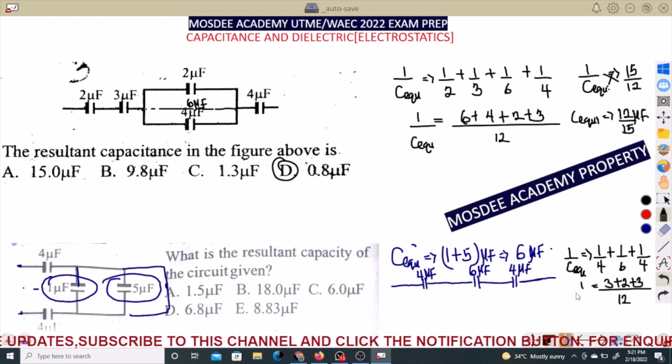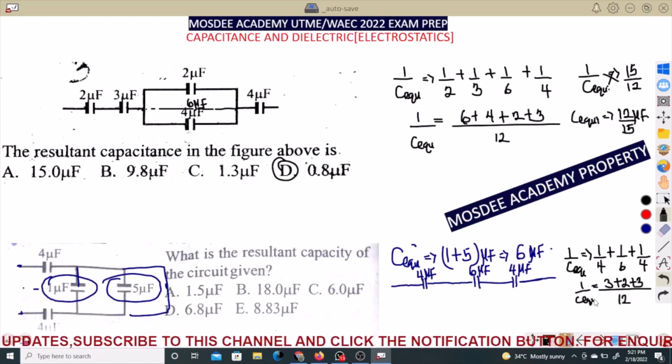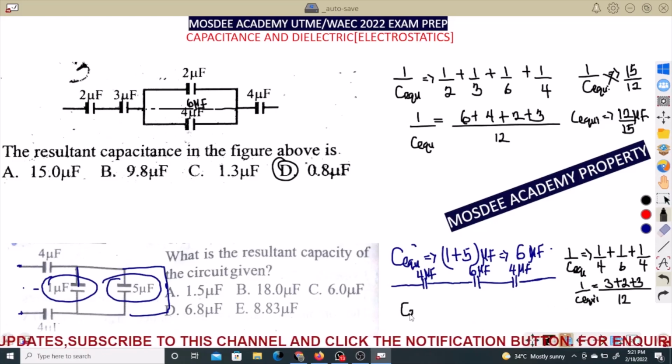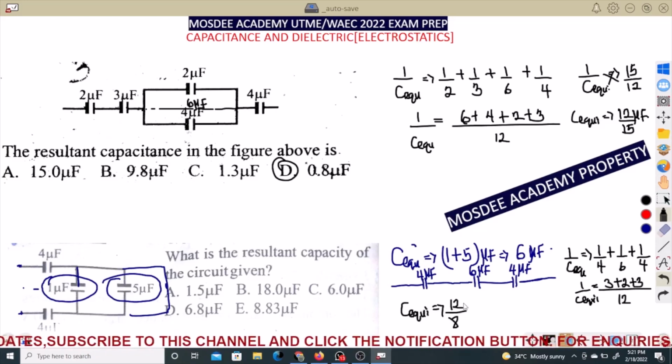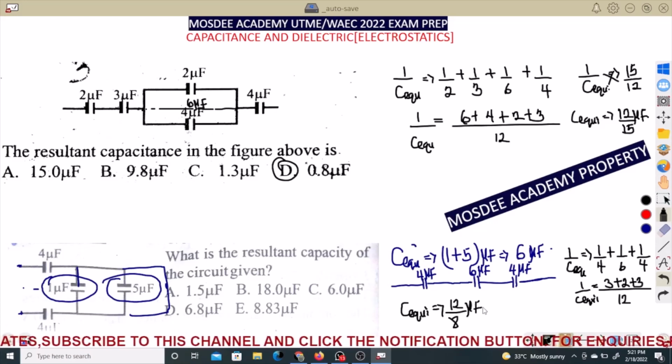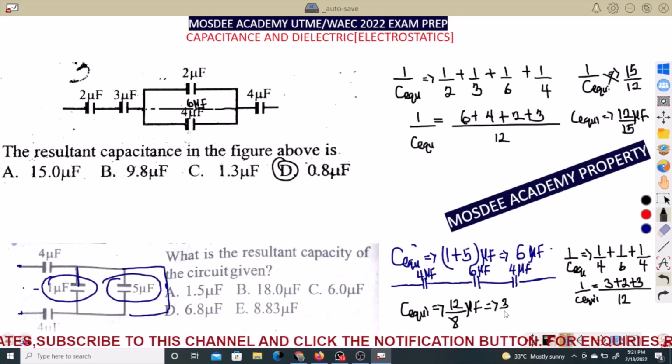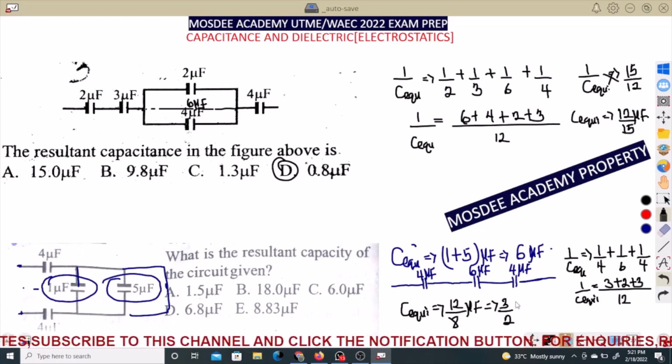So 6 2s are 12, then 4 3s are also 12. So on simplification, C equivalent. Now you understand, you are going to flip the answer because this is 6 plus 2, 8 over 12. It will be 12 over 8. We've talked about that before, in microfarad, which you can put in lowest terms. 4 3s are 12, 4 2s are 8 microfarad.